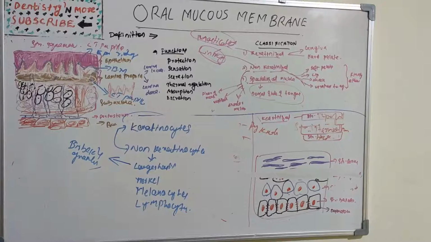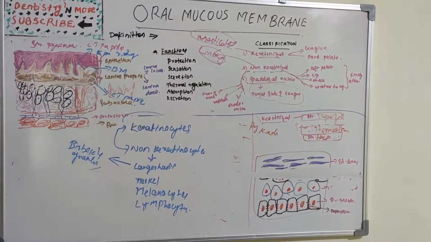Lymphocytes are inflammatory cells. They are with larger nucleus, no desmosomes or tonofilaments. They are involved with inflammatory responses. Okay, so in the next session I'll be explaining about the keratinized mucosa, that is gingiva and hard palate. Gingiva we already finished in a long session. So gingiva and hard palate are keratinized mucosa, and after that we have specialized mucosa about the tongue and its papillae. Okay, so that's all about the oral mucous membrane part 1.